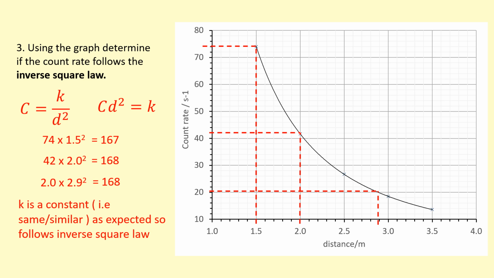Here I've taken points, not just the data points, I've also taken points from the line of best fit, because you want to take the line of best fit, otherwise you're not really averaging over the data. So k is a constant, so we can conclude that it does follow the inverse square law. So you need to make sure you write a final conclusion.